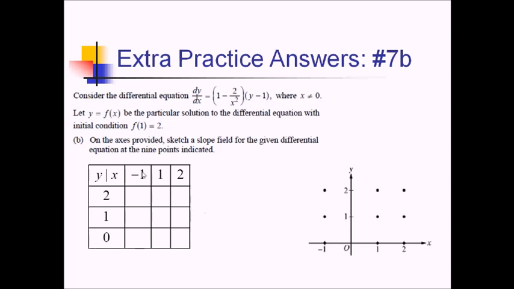So for this first column here, I'm plugging -1 in for x. So let me calculate what that is, and then I'll figure out the rest of it. So if I plug -1 in here, I've got 2 over +1, which is 2. 1 minus 2 is -1. So for this, I'm multiplying -1 times this number minus 1. So -1 times 2 minus 1, that's going to give me -1.